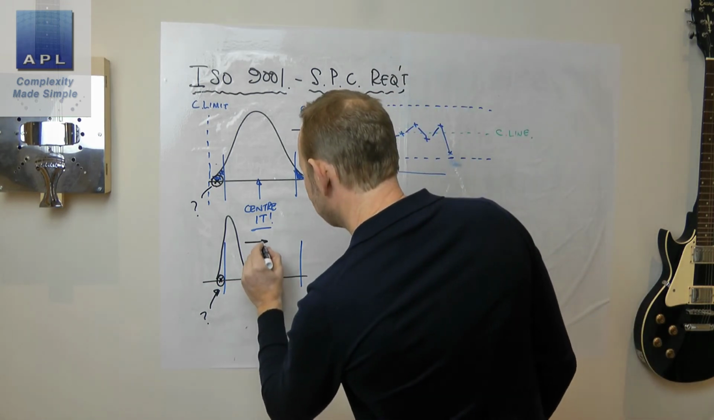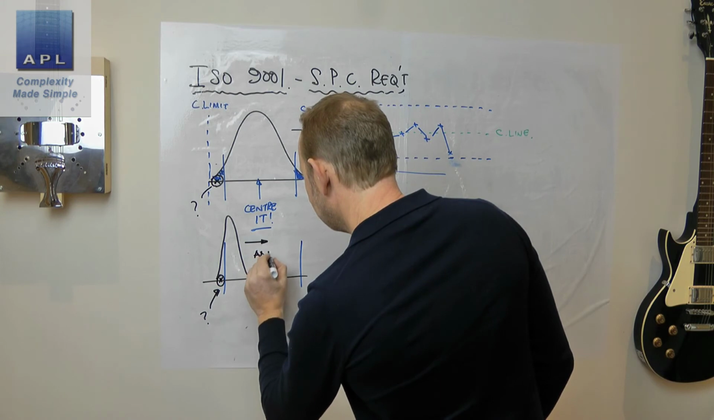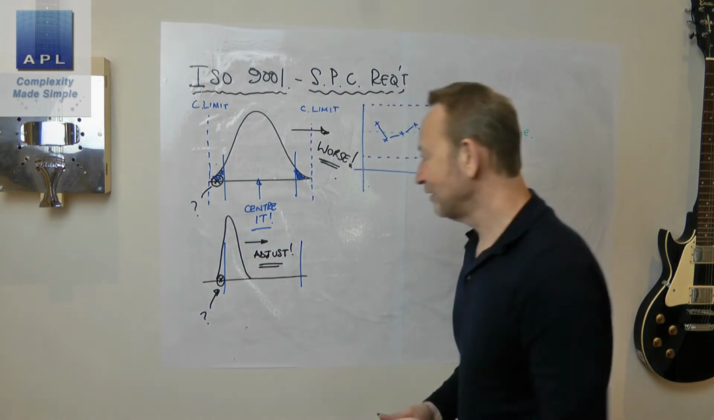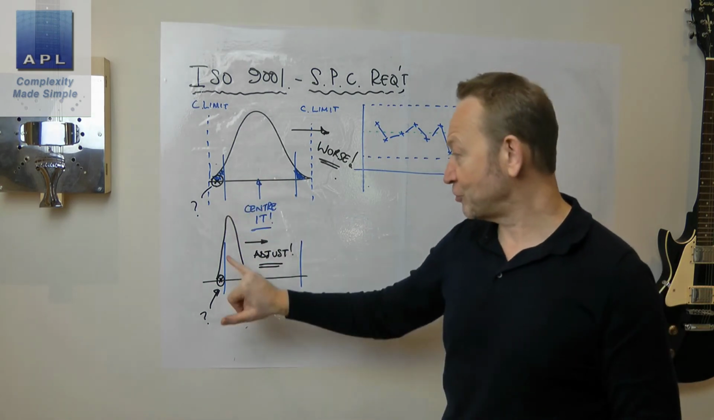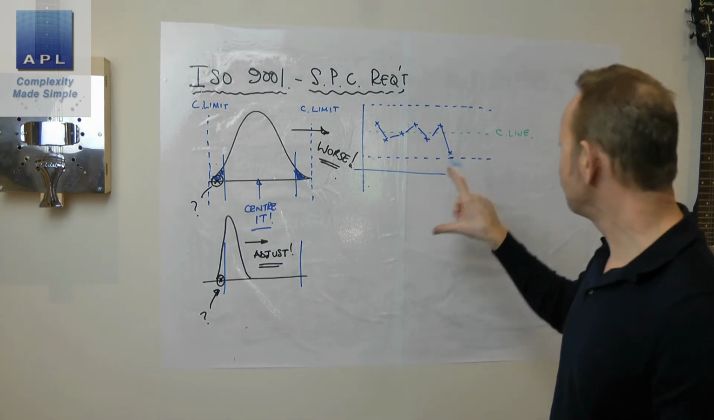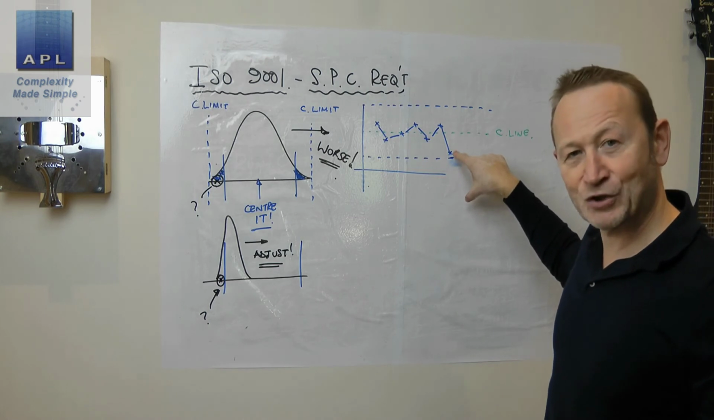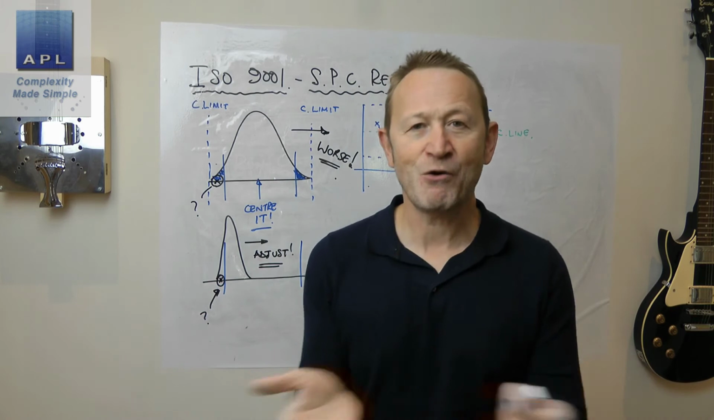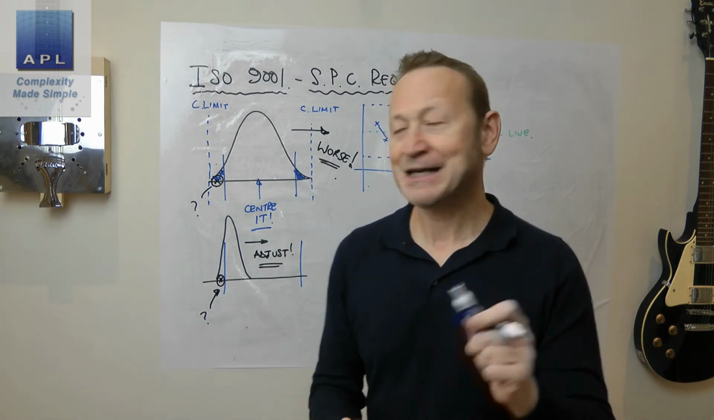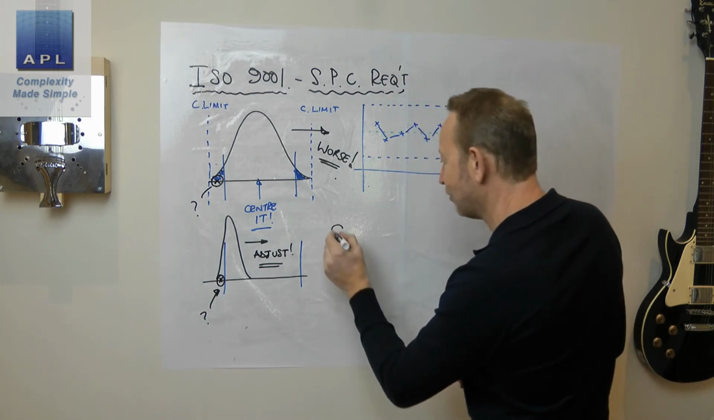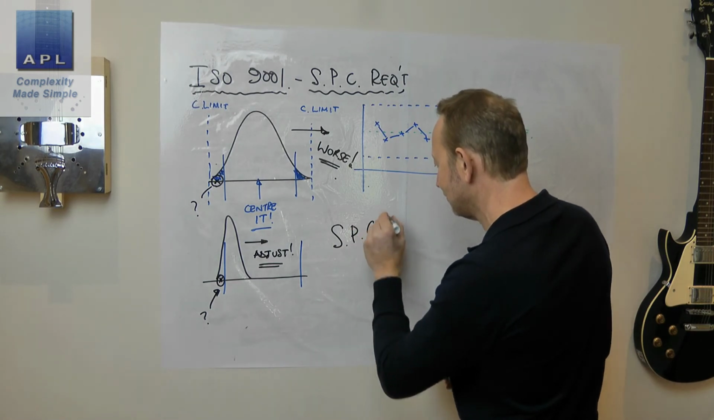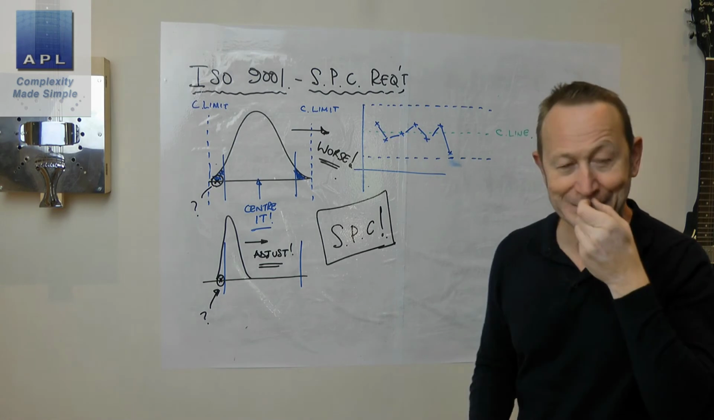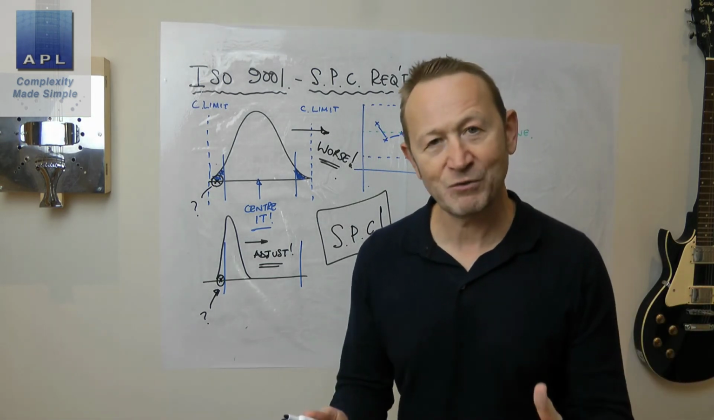He should adjust the process. That's correct. Here, he shouldn't adjust. Here, he should adjust. But what does the data point look like? It looks identical to him. How does he know how to make the right decision? He can only make a correct decision using an SPC chart. It's the only way that he can do it.